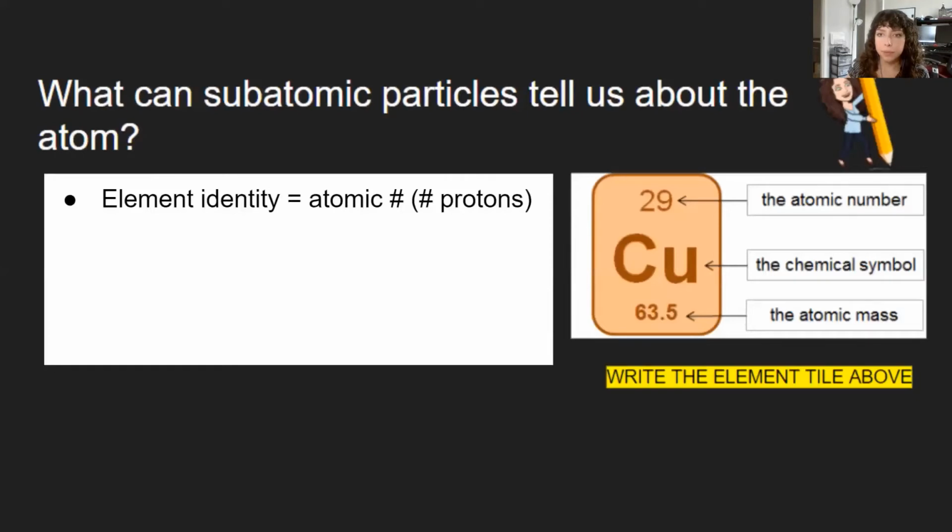Now take a moment and write the element tile. This is an element tile of copper, Cu. Subatomic particles can tell us about the element's identity. The chemical symbol of copper is Cu, and above it you see the atomic number is 29. Now, in an atom of copper, it has 29 protons. Every atom of copper has 29 protons.